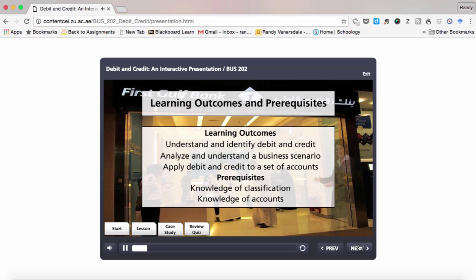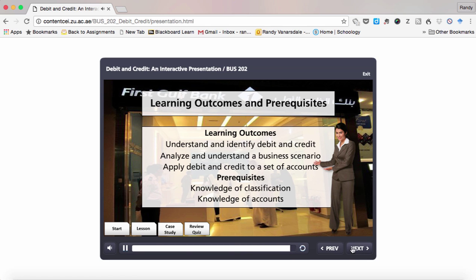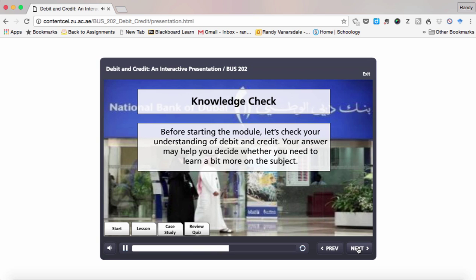Take a minute to look at the learning outcomes and prerequisites for this module. Learning outcomes are the knowledge and/or skills you will gain from this module, and prerequisites are knowledge and/or skills you should know about before doing this module. Let's check your knowledge.